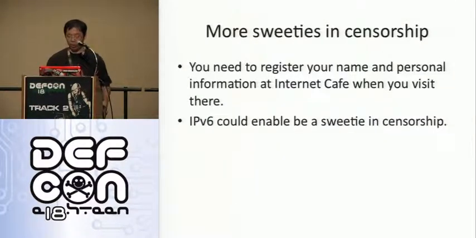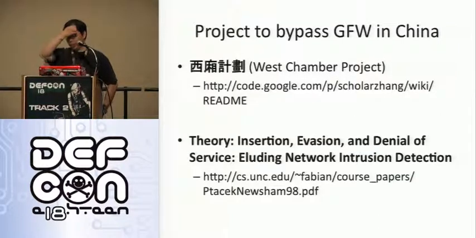Then more about speech: when you go to an internet cafe, you need to register your name. And also IPv6 will identify the location and address information of those netizens. Another project is the Reps Chamber project. Actually, it's an open project about how to bypass the GFW in China. It refers to a research paper about insertion, evasion, and denial of service. It's very good, in that they could manipulate the research paper and do some work.